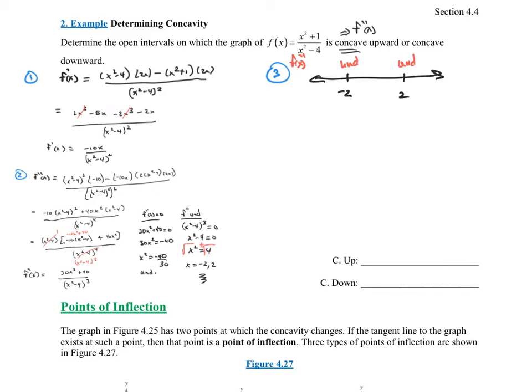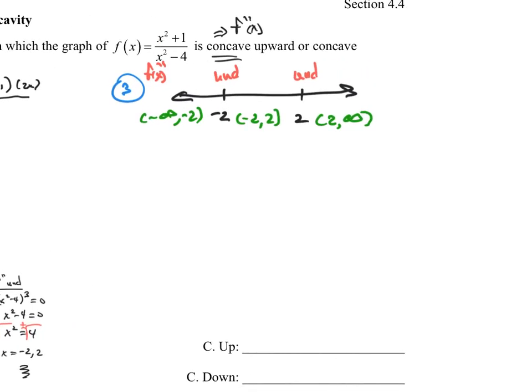Okay? I look at my first interval. My first interval would be negative infinity to negative 2. Second interval would be negative 2 to 2. And my last interval would be 2 to infinity. So I've plotted a number line and I've determined my intervals that I need to test. That's step 3. Let's move on to step 4.